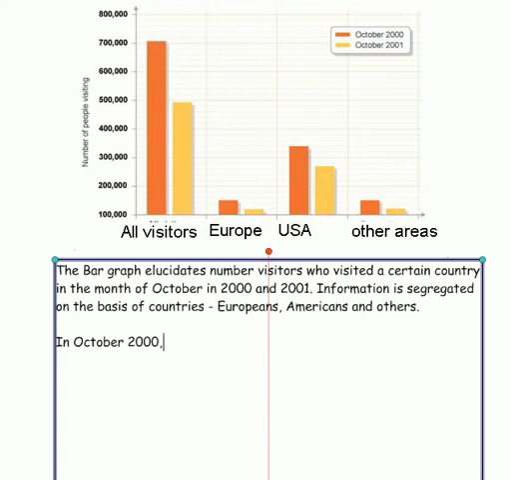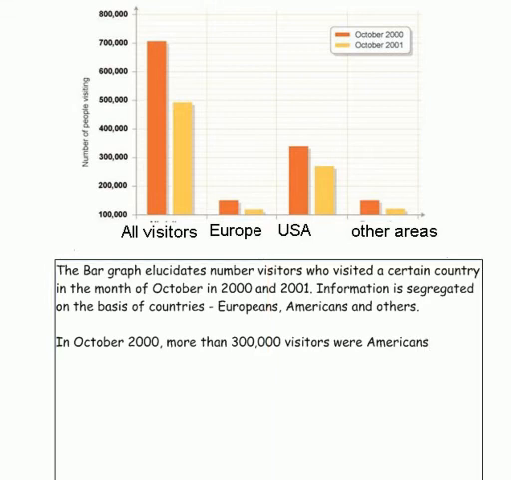So what I'm going to do is I'm going to write about October 2000. So in October 2000, more than 300,000 visitors were Americans. So how did I know that there were more than 300,000 visitors who were Americans? That can be easily calculated. If you see, this is the color of October 2000. So if I just draw a line straight away, I can clearly see that there were more than 300,000 people who visited, who were Americans, the visitors who were Americans.